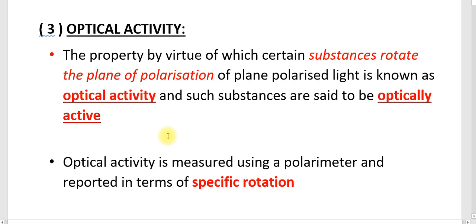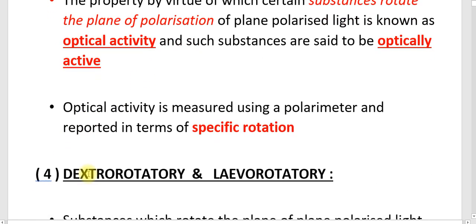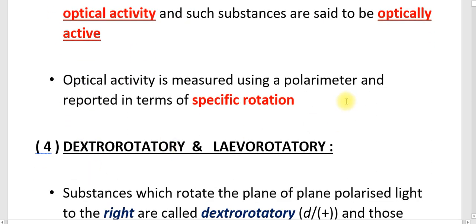If a substance shows optical activity, then we can say that it is optically active. If it is not showing optical activity, then we can say that it is optically inactive. Anyway, this optical activity is measured using an instrument, a polarimeter, and reported in terms of specific rotation.